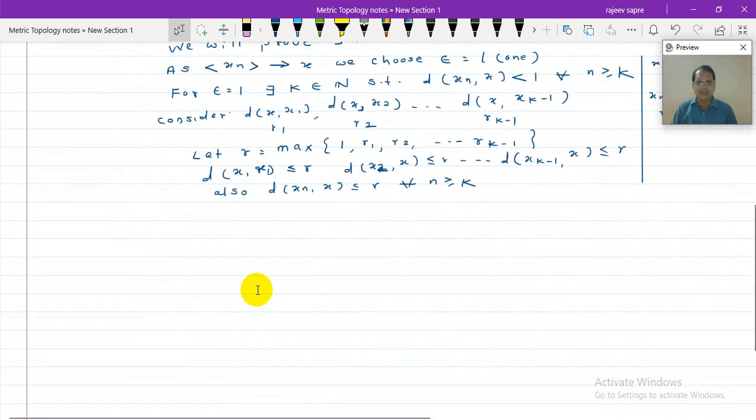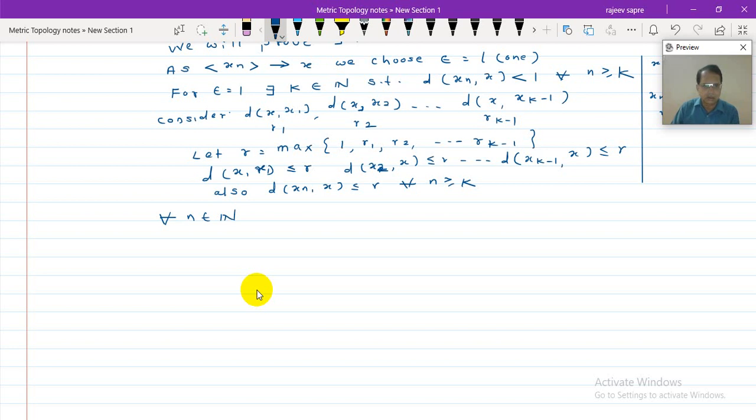So now if I combine all these things, what I can say is that for all n belonging to capital N, the distance between xn and x is less than or equal to r. What does it mean? xn belongs to S(x, r). Actually now here it is less than or equal to r, so we can say xn belongs to the closed ball of x, S(x, r).